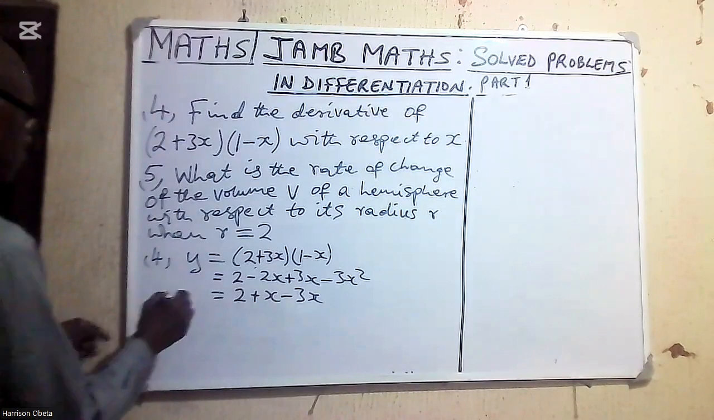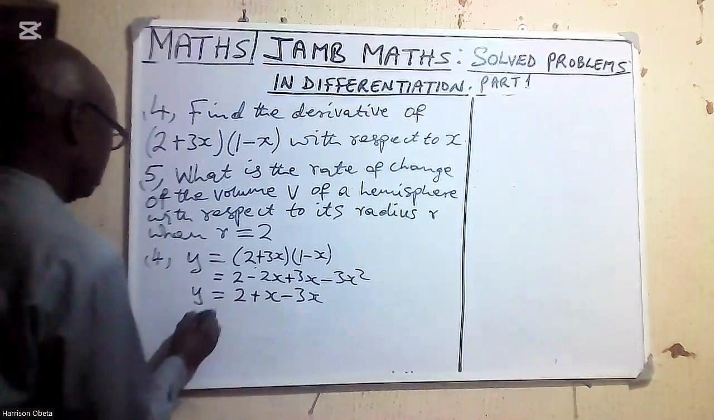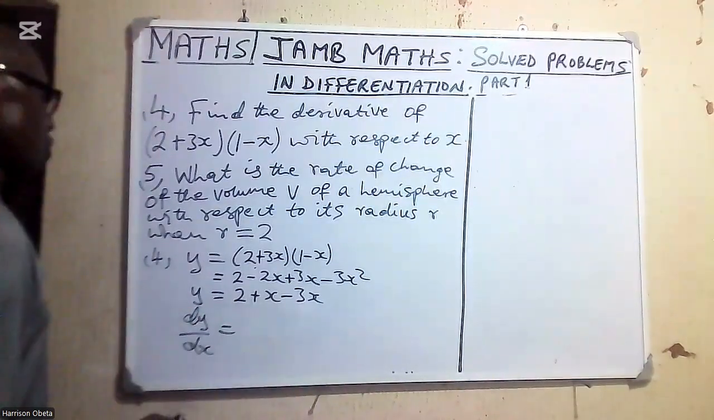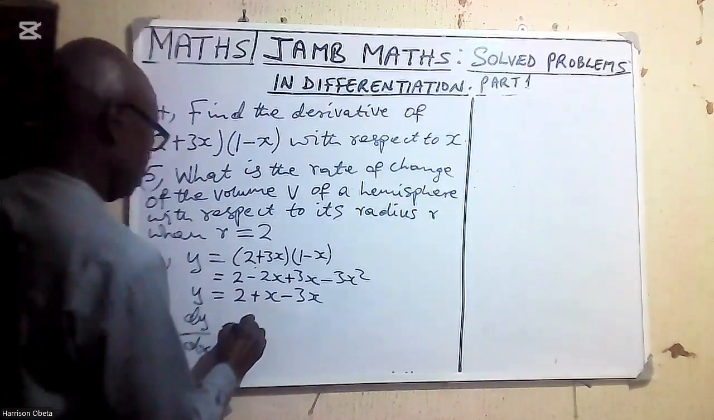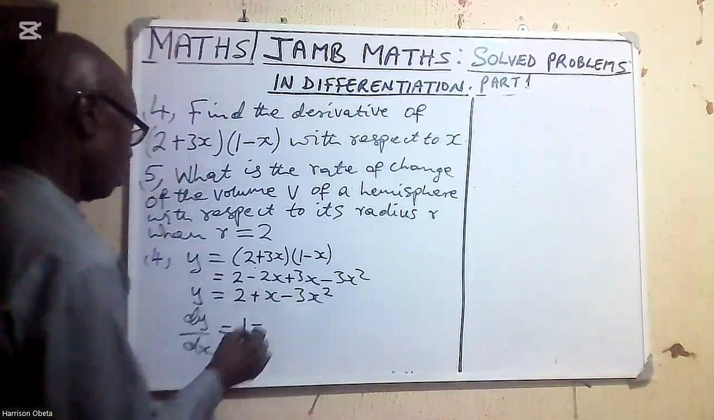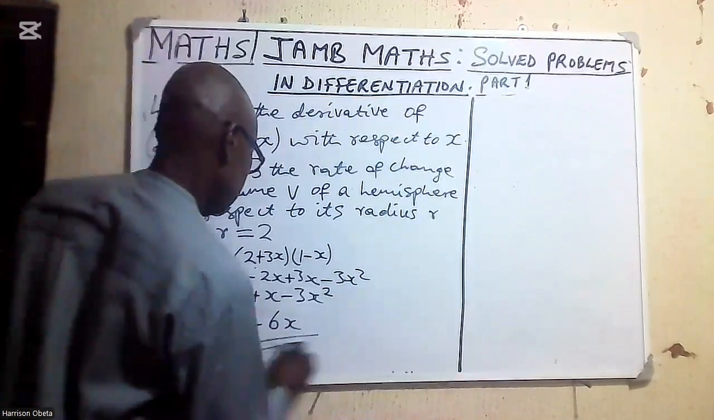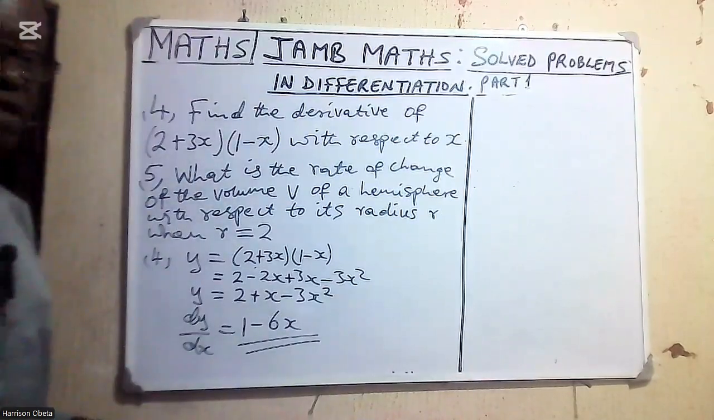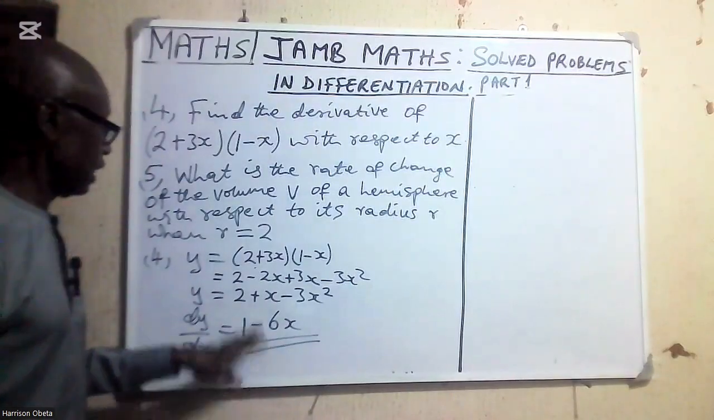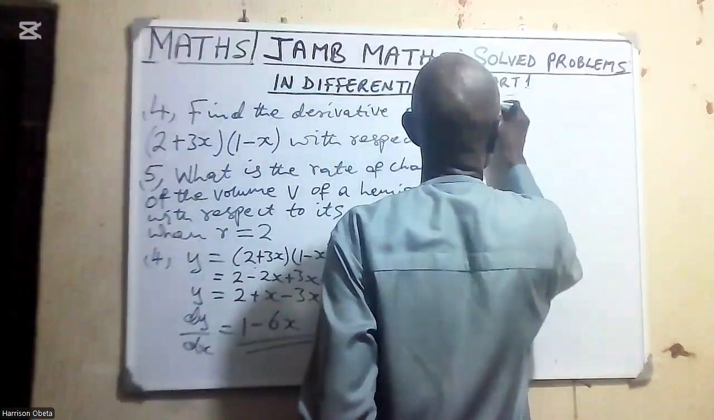Then we have this. So differentiating, dy over dx is equal to 1 minus 6x, because the differential coefficient of a constant is 0. So this is the answer to that. We're now going over to number 5.